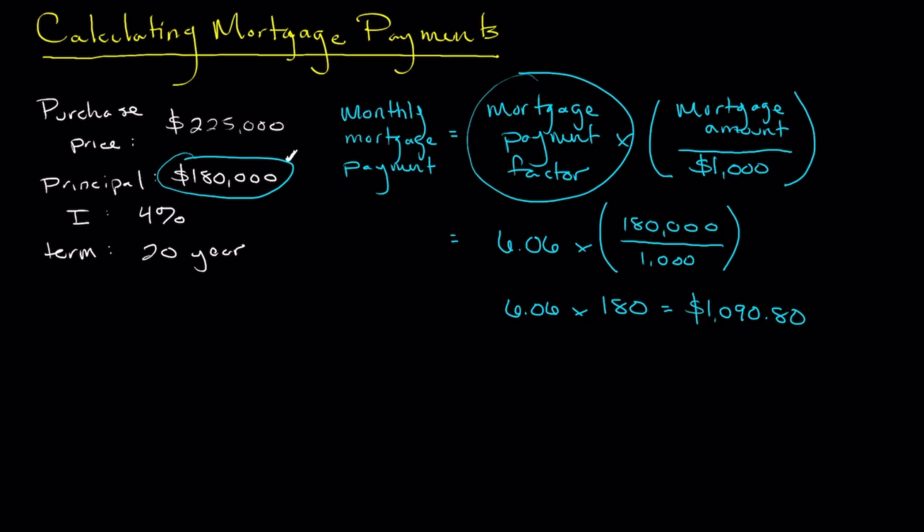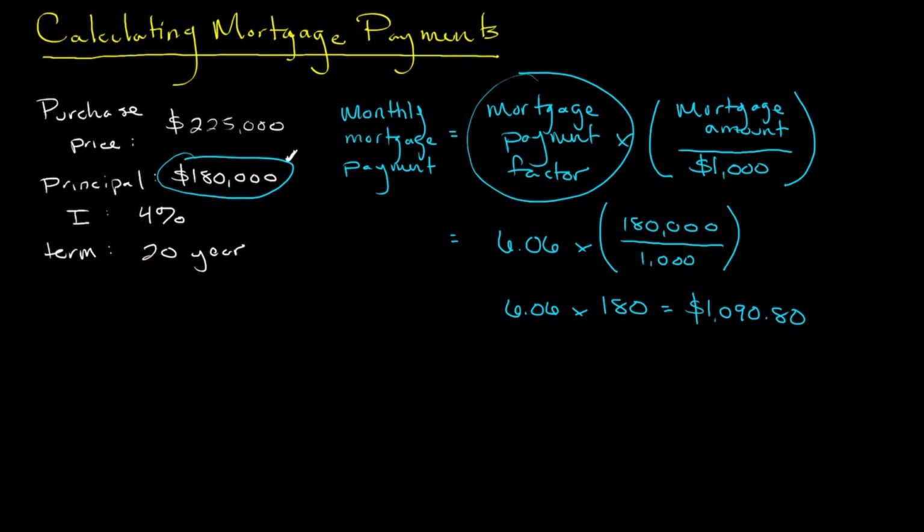So this would be the monthly payment that we would incur in order to purchase this home at $225,000, assuming we're putting down our 20% down payment, assuming we qualify for a 4% interest rate, and we're carrying the loan out for 20 years. Now, we can, of course, pay more than this, and then that will lower the amount of time that we need to pay off our mortgage, but this would be the requirement.